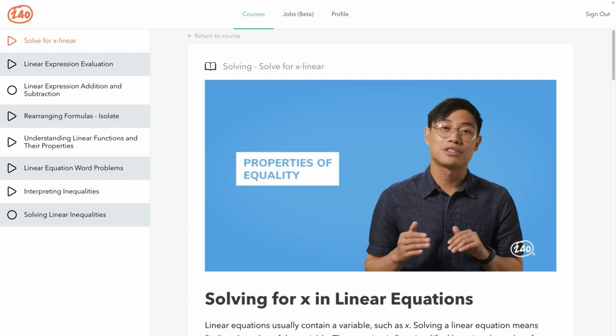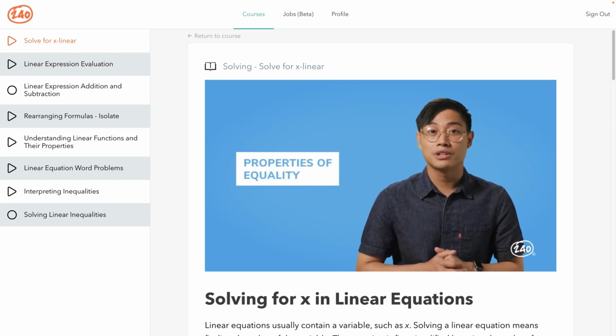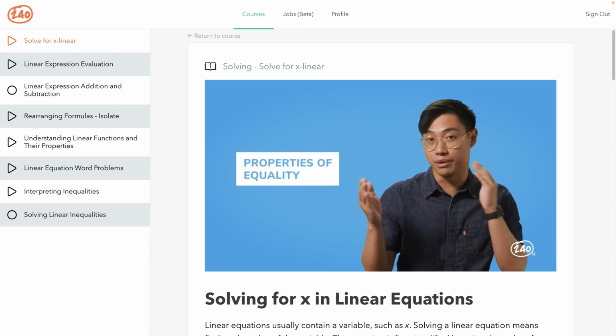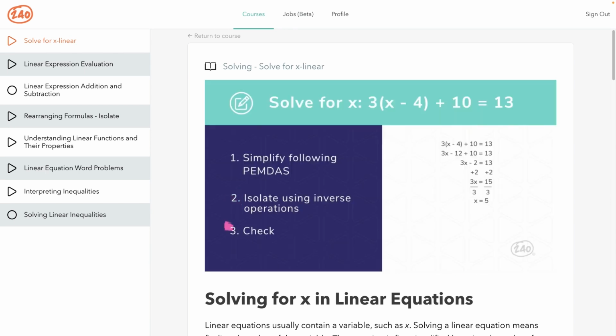Remember, according to the properties of equality, the two expressions remain equal to each other as long as you do the same thing to both sides. Last, check the solution in the original equation by using substitution. Make sure to use parentheses to avoid sign issues. Then simplify. Since both sides simplify to the same value, 13, the value of x we found is correct.